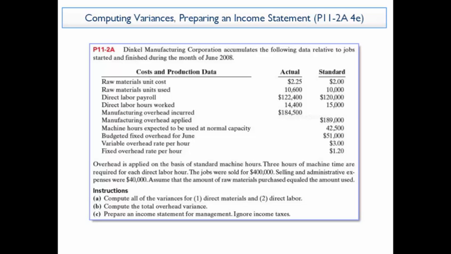And with that said, we're asked to solve 3 different tasks. On A, we're to compute all of the variances for direct material and direct labor. Then on B, we're to compute the total overhead variance. And on C, we're to prepare an income statement for management, and we get to ignore income taxes.